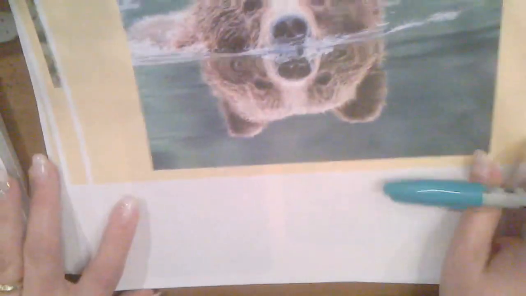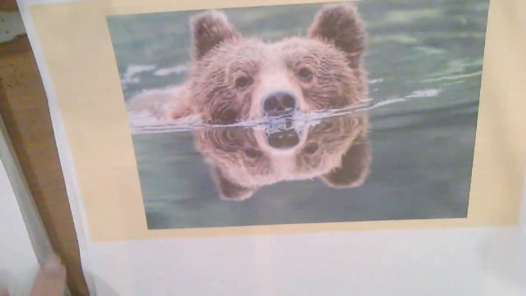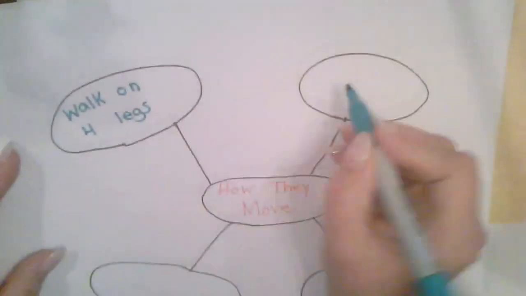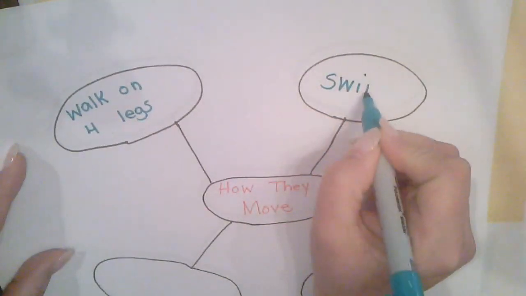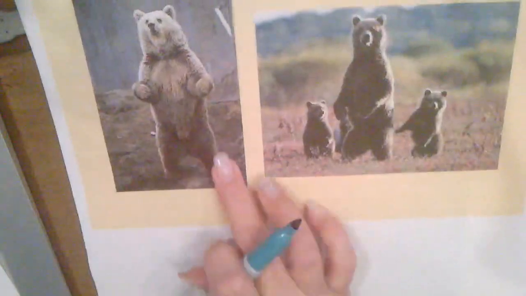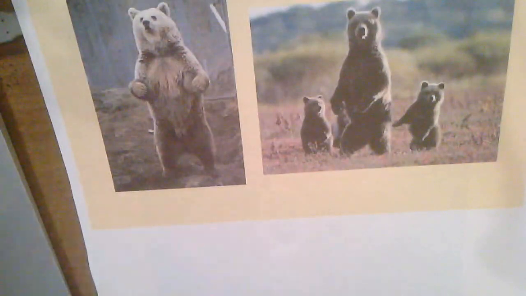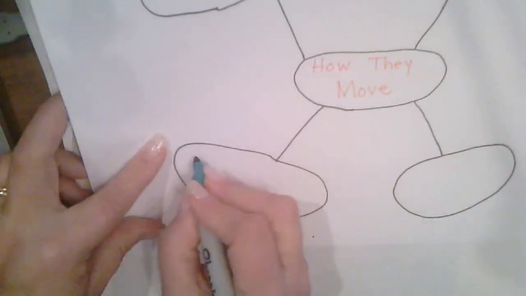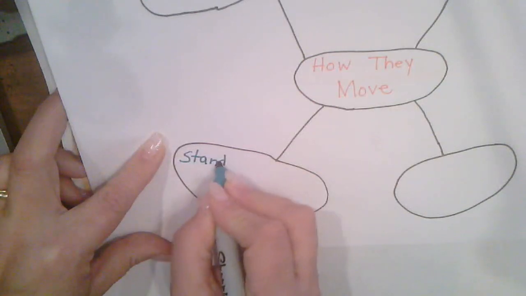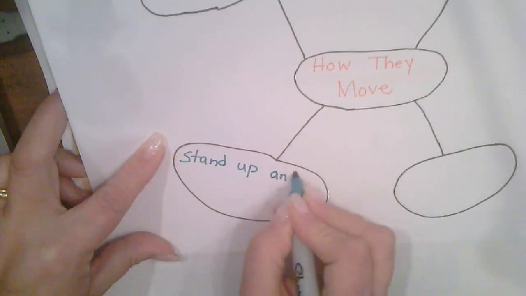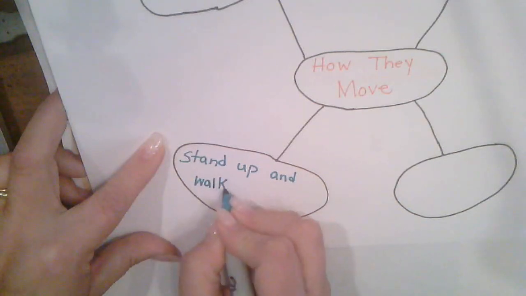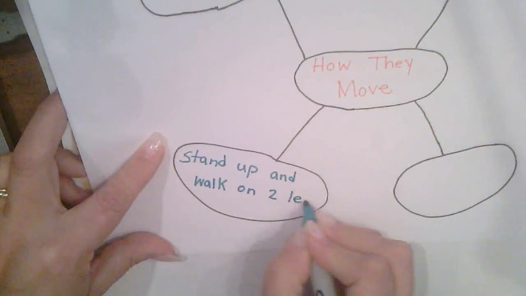Let's see if we can find some more information. Here we learned, what is he doing? He's swimming, so that's one thing they can do. They can swim. Let's add that to our web. Swim. Okay. They can walk on what? Two legs. Yes, they can stand up and walk on two legs. Okay. Stand up and walk on two legs. Okay, let's keep looking here.